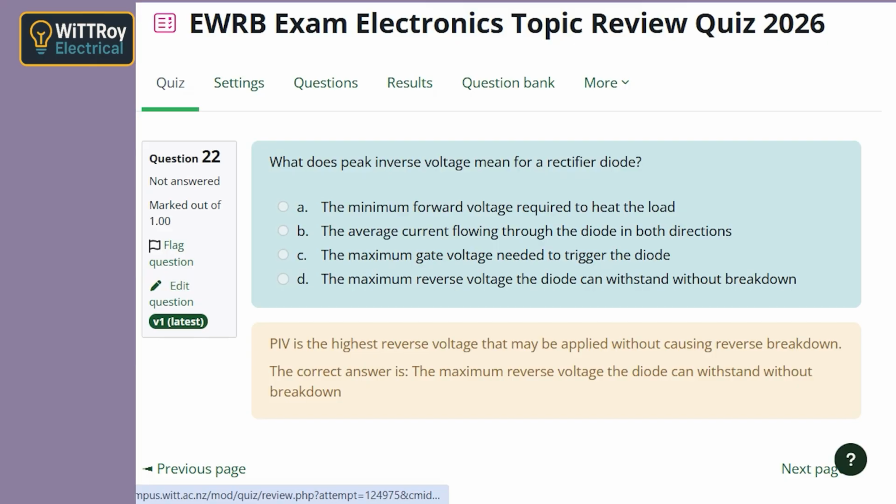Question 22. What does peak inverse voltage mean for a rectifier diode? I selected the maximum reverse voltage the diode can withstand without breakdown. Good, no problem with that one. PIV is the highest reverse voltage that may be applied without causing reverse breakdown. That one felt familiar, so I didn't need to guess.